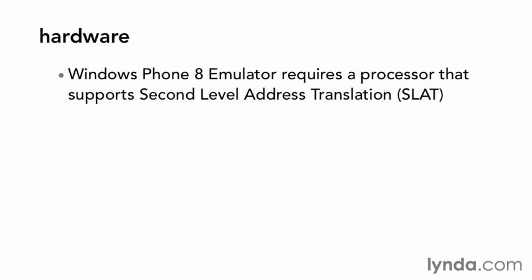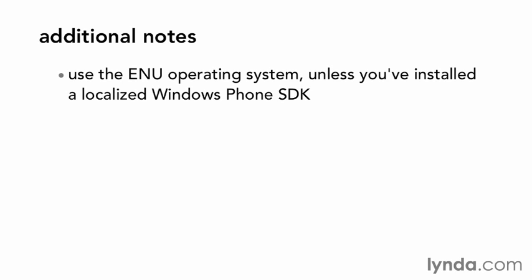The Windows Phone 8 emulator also requires a processor that supports second-level address translation, or SLAT, because the Windows Phone emulator is a full virtual machine all by itself. One other important thing to note is that the operating system you use must be the ENU, or English United States version, unless you install one of the localized versions of the Windows Phone SDK in one of the other languages, such as Japanese, Chinese, and so forth.